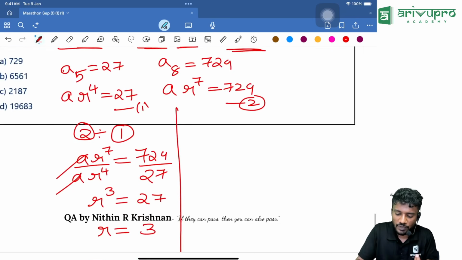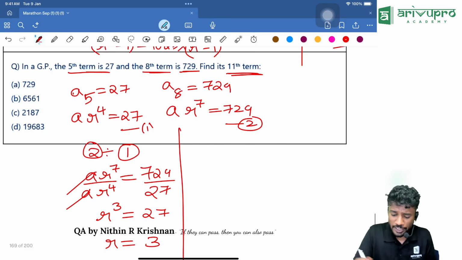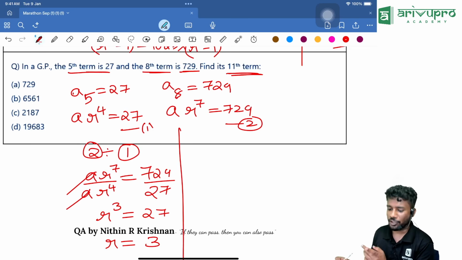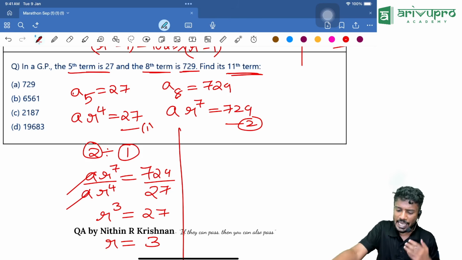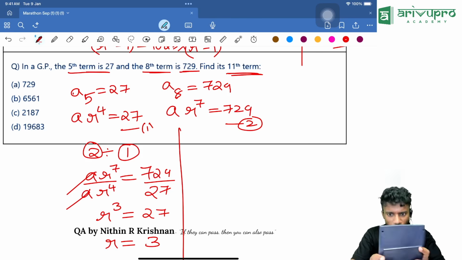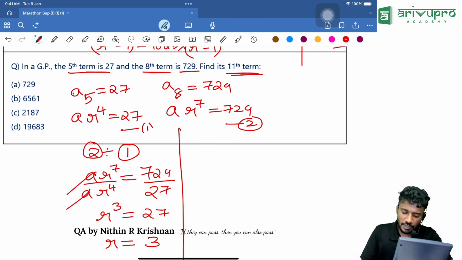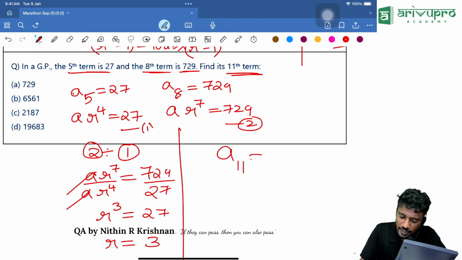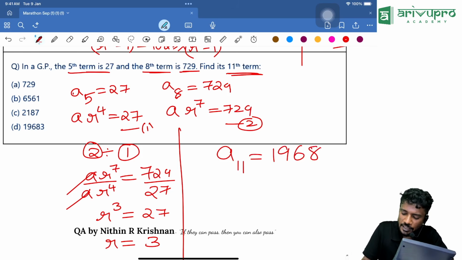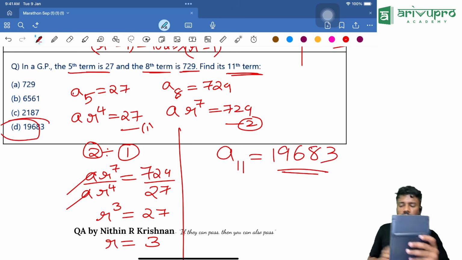We know the value of R. Then tell me what is the value of A. Or you can do one more thing. You know A8. If you multiply it 3 more times with 3, then you will get A11. Am I right? Calculator-wise you can do that, because common ratio means we are multiplying again and again. A8 is 729. So type 729 on your calculator, multiply it with 3, again multiply it with 3, again multiply it with 3. How much is the answer? A11 is equal to 19,683. Option D is the answer.